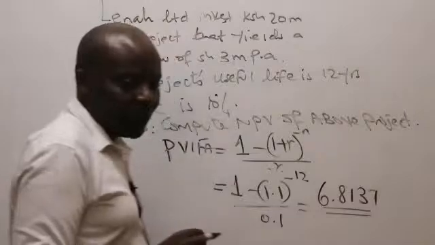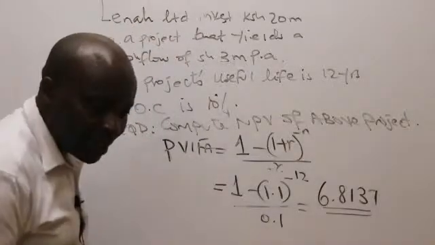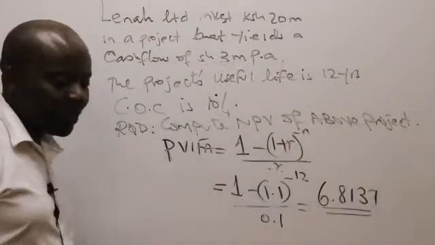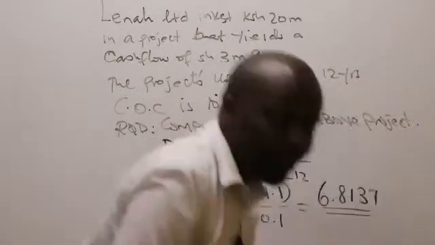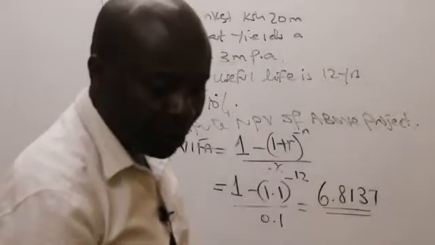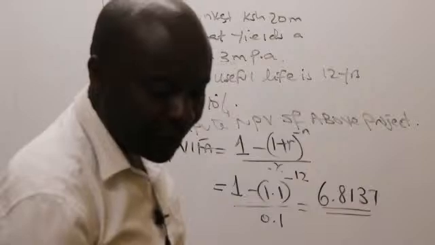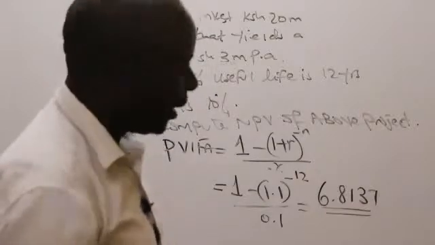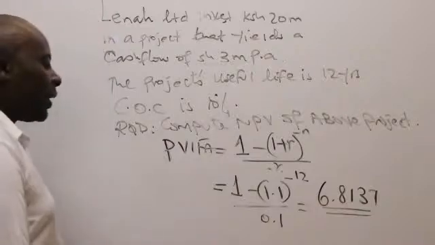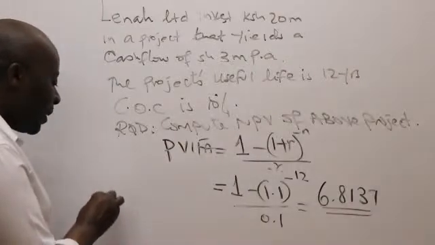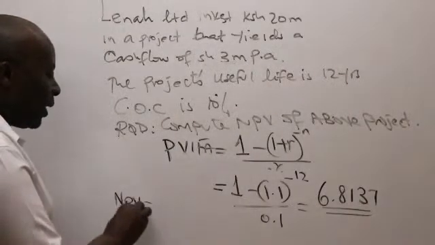Now, once you have given me that figure, is it 6.8? I can see somebody giving me a different figure, or perhaps it's just because of rounding off. 6.8137, four decimal places. So once I have my PVFA like that, then I should be able to get the net present value. And how do we get net present value?